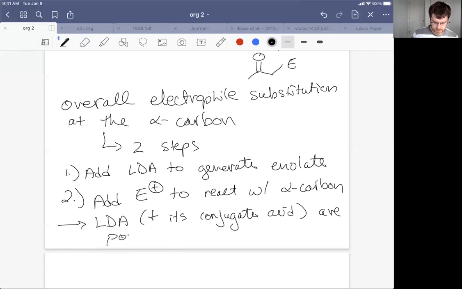LDA and its conjugate acid are poor nucleophiles. So the reason why we use those isopropyl groups on LDA, and the reason why I highlight LDA in particular, is it's got so much steric hindrance that it's not going to serve as a nucleophile and do some other stuff to annoy us when we're trying to study enolate chemistry. Okay, so it just kind of does its thing. The enolates do their thing, and everybody kind of moves on with their life.